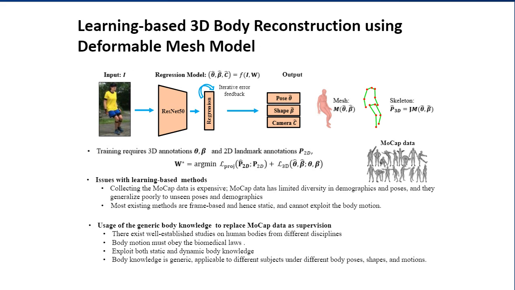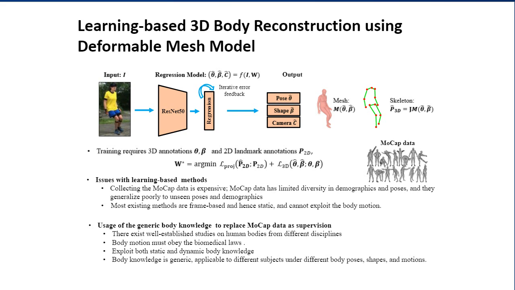For 3D body shape and pose reconstruction, we follow the deformable mesh model. This is the typical deep learning method to recover the 3D mesh. You input the image, go through a backbone model to generate features, then go through regression to predict the parameters of the mesh, which include the pose, the shape, and some camera parameters. From these parameters, we can generate the mesh, and from the mesh, we can extract the 3D skeleton, right? So this is the process.